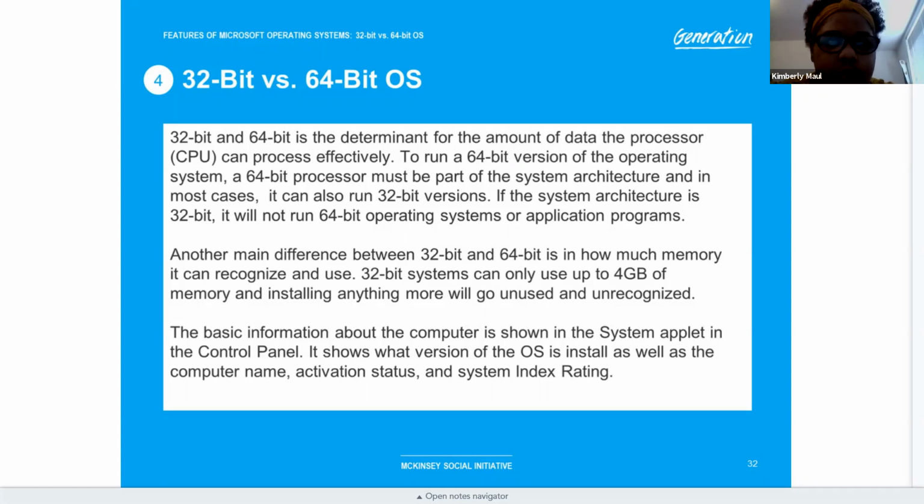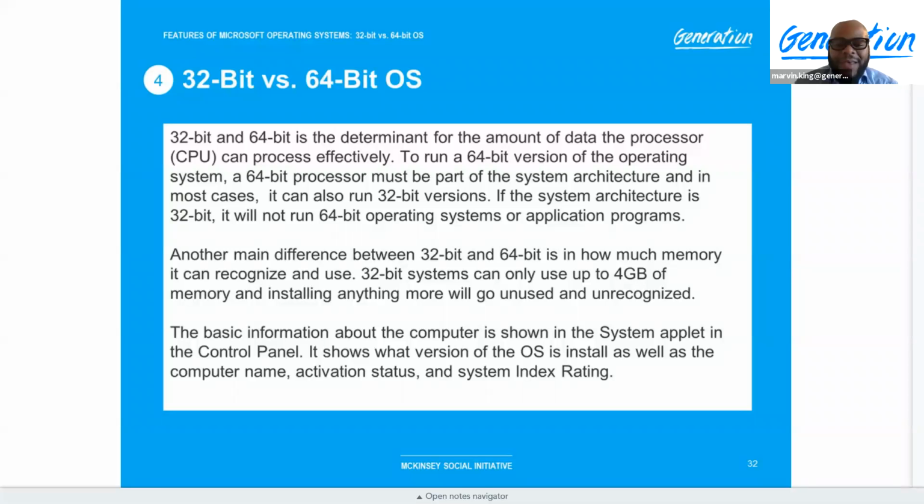If the system architecture is 32-bit, it will not run a 64-bit operating system or application programs. Another difference between 32-bit and 64-bit is in how much memory it can recognize and use. 32-bit systems can only use up to 4 gigabytes of memory, and installing anything more will go unused and unrecognized. The basic information about the computer is shown in the System applet in the Control Panel. It shows what version of OS is installed, as well as the computer name, activation status, and system index rating.